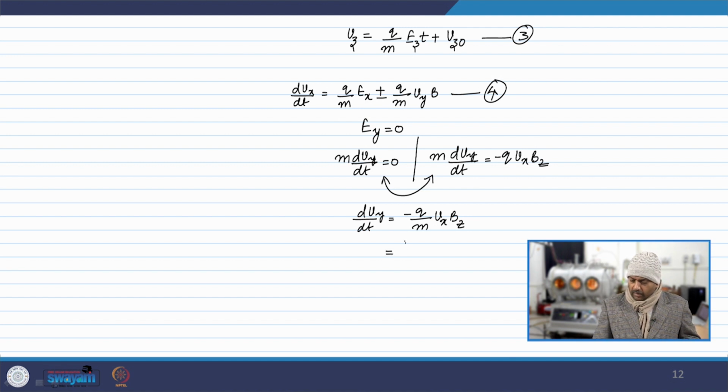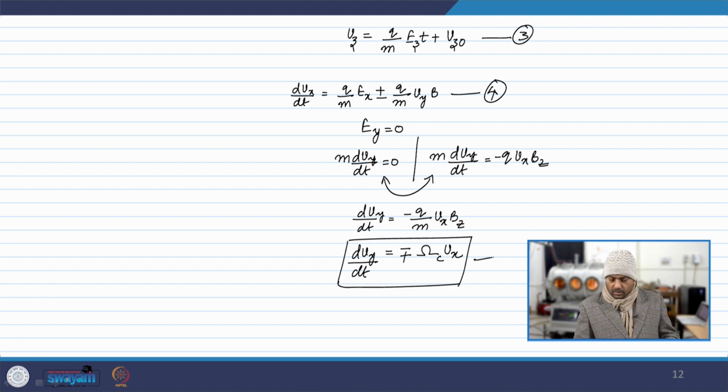or more conveniently we still want to have that plus minus factor, right. So, this will become minus plus because there is already a minus, and qb by m is omega c, so dvy by dt is minus plus omega c vx. This is one equation, equation number 5.